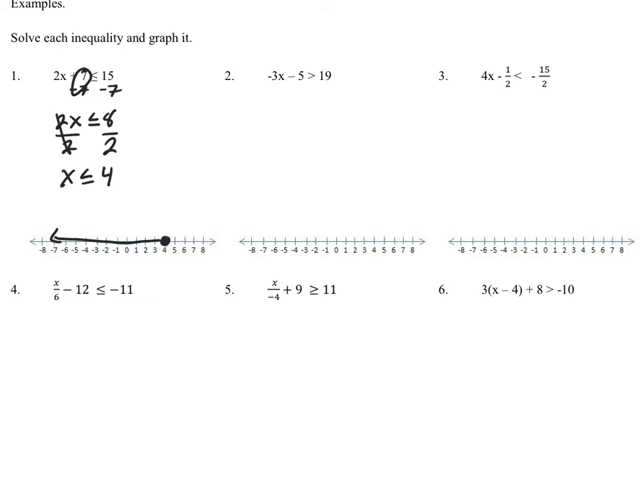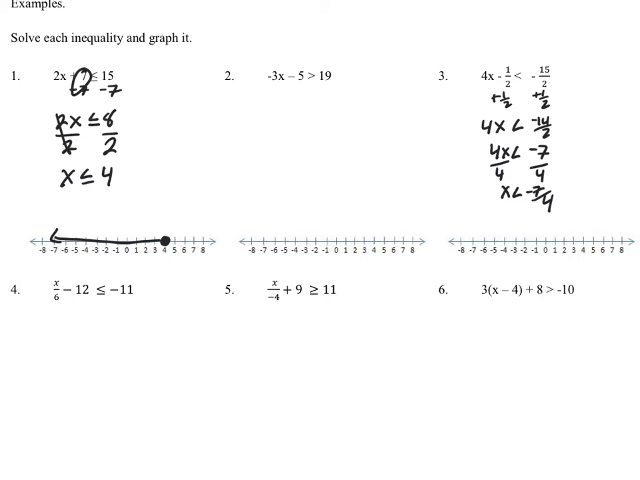Okay, fractions work the same way. So if you see a fraction, don't be intimidated, just treat it like an integer. We have 4x minus 1/2 is less than -15/2. So we're just going to go ahead and add 1/2 to both sides. That gives me 4x is less than negative 14 halves. Or if we simplify, that's 4x is less than negative 7. Okay. And we're going to divide both sides by 4 to get x is less than negative 7/4.